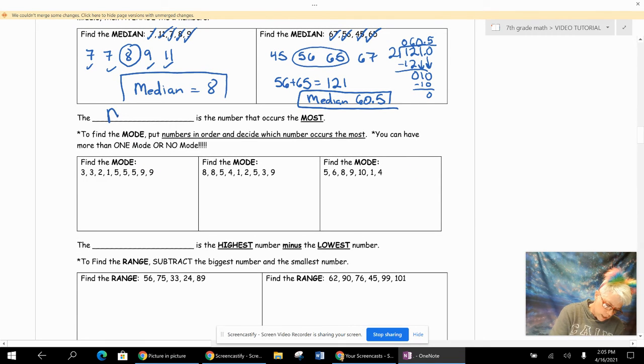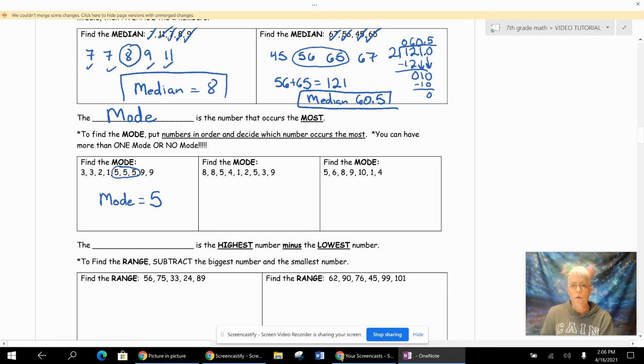Let's keep going. The mode. The mode is the most. And when I'm talking about the most, I don't mean the biggest number. I'm talking about the number that appears the most. We don't have to put them in order. We just have to be able to look at those numbers clearly. So if I look at the first one, looks like I have 3 5s. So the mode is 5.